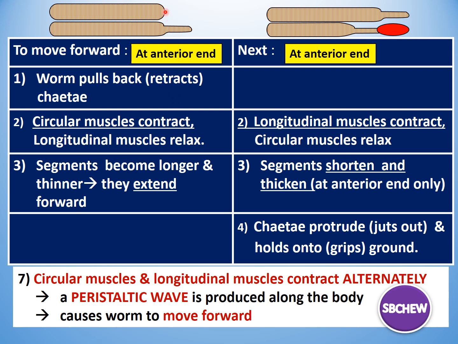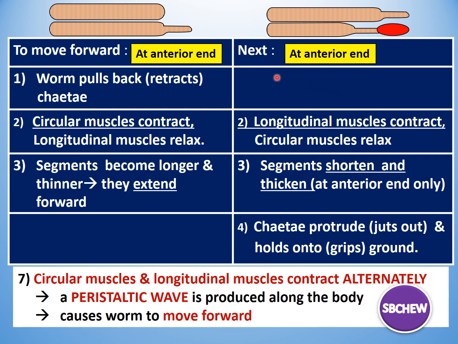From the original position, as it contracts the circular muscles, the segments will be made longer and thinner because the circular muscles will squeeze the fluid in the cavity and the fluid will move forward. So the segments become longer and thinner and they will extend forward here in the front. But only the circular muscles at the front are contracting. So now the earthworm has moved forward, as seen in this picture too.